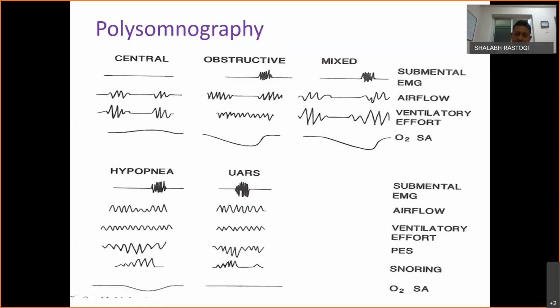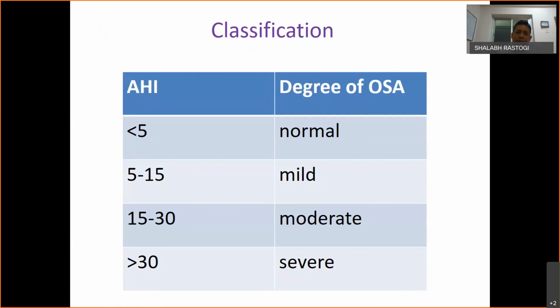So according to AHI or RDI, the degree of OSA has been classified as: less than 5 per hour is considered to be normal, 5 to 15 is considered to be mild, and 15 to 30 is considered to be moderate. Greater than 30 is considered to be severe.